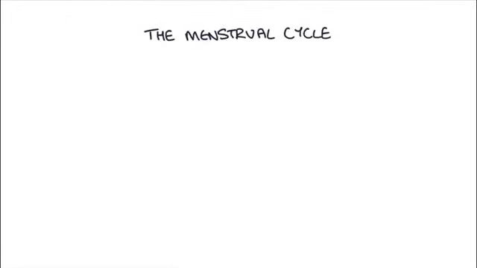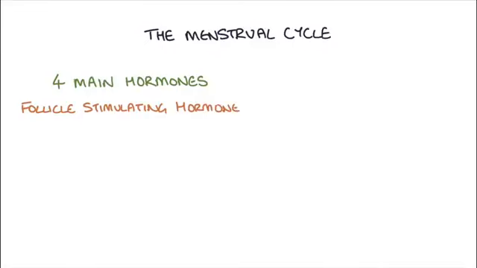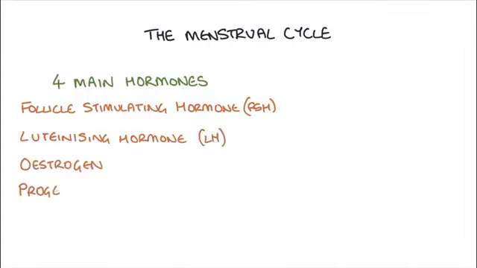The menstrual cycle in a way that's really straightforward so that you can really understand how all of these different structures produce hormones that regulate this complicated cycle. The first thing to understand is the four main hormones involved in the menstrual cycle: follicle stimulating hormone, which we abbreviate to FSH, luteinizing hormone or LH, estrogen, and progesterone.